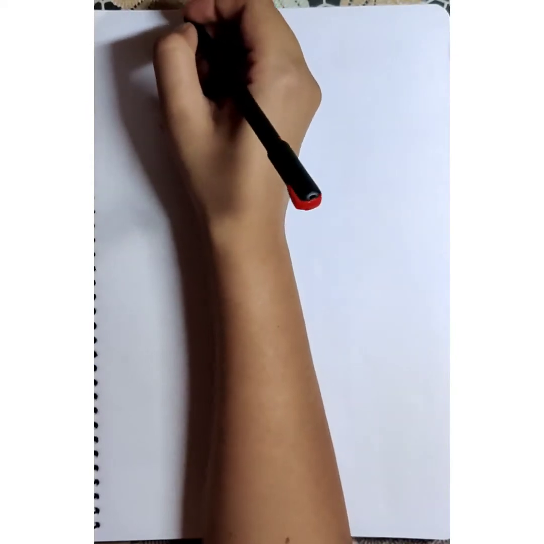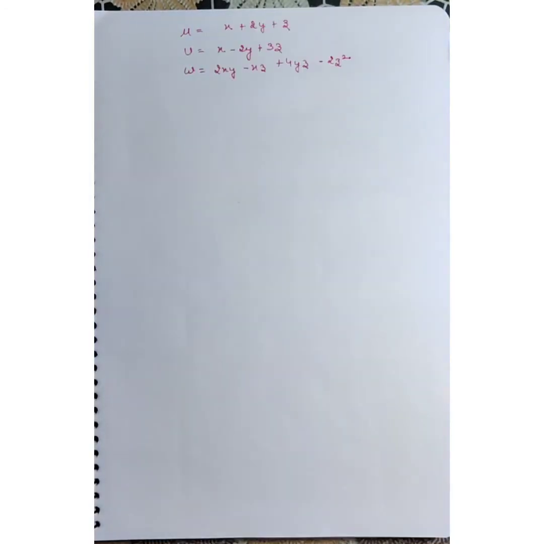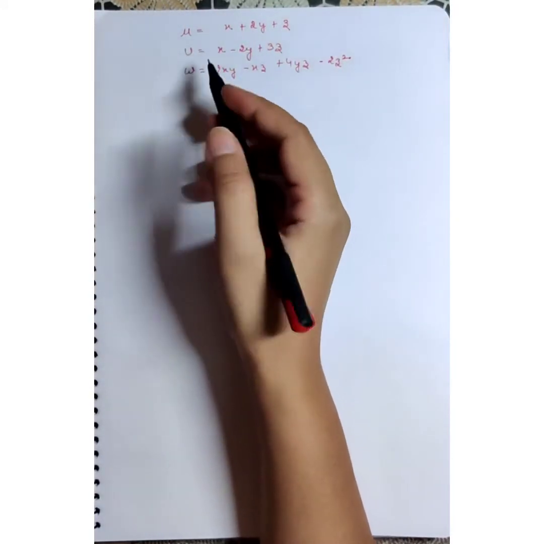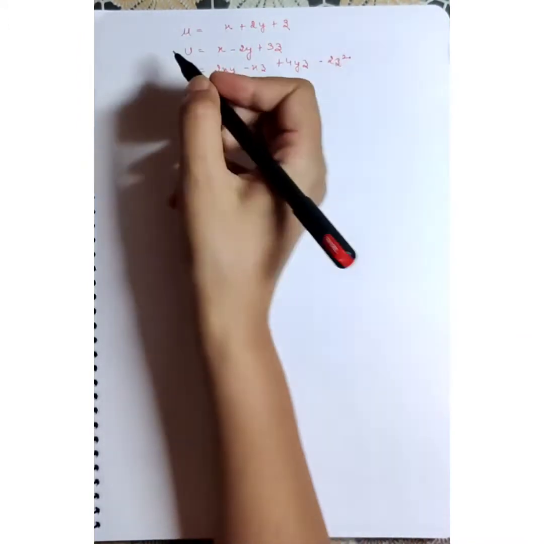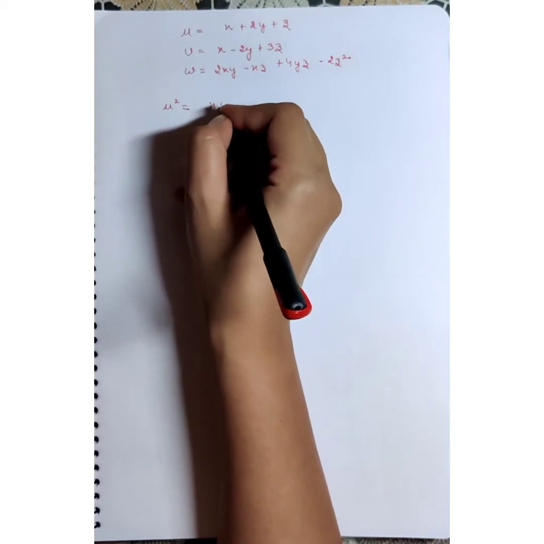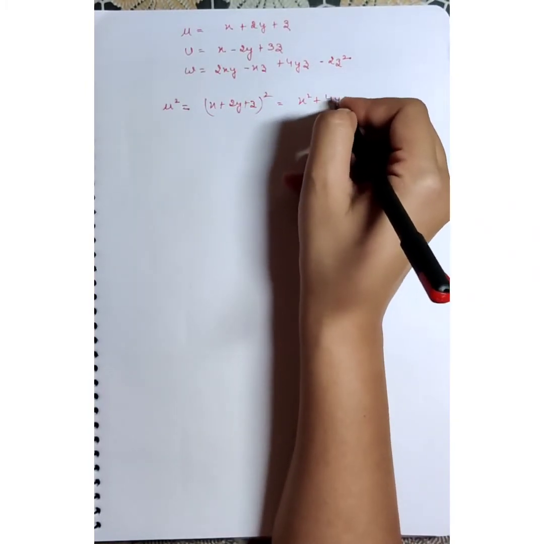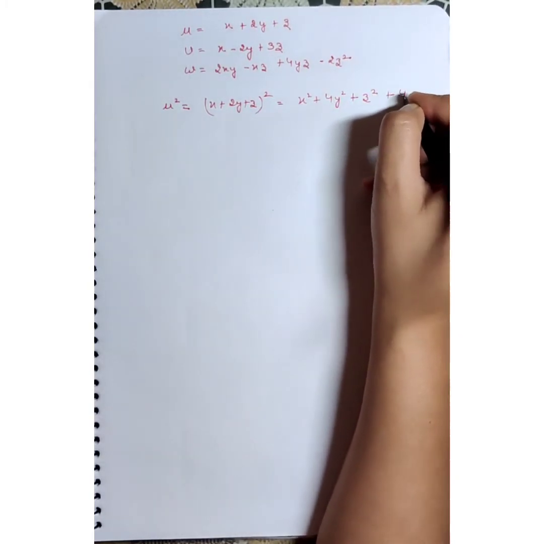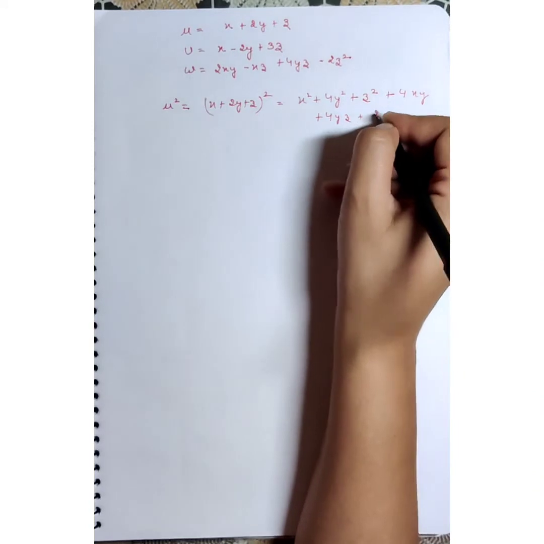Now let's find the relationship between u, v, w. There is no rule to find the relationship between u, v, w. You just have to hit and try. Any relation can be there. So first we take u square. u square is (x plus 2y plus z) square, equal to x square plus 4y square plus z square plus 4xy plus 4yz plus 2zx.